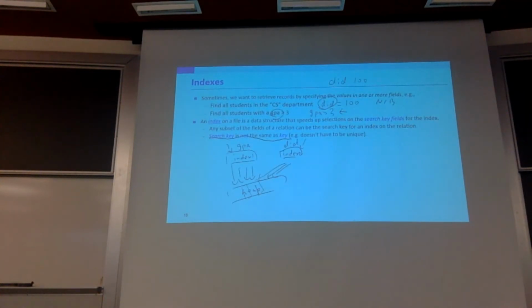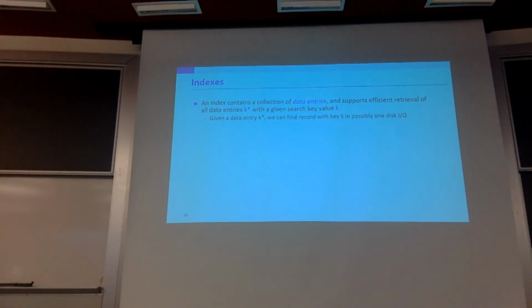Okay, so let's go back to the topic. For indexes, an index is basically a collection of data entries. A data entry is basically a pair of the key and one pointer or a set of pointers. So this is a data entry.